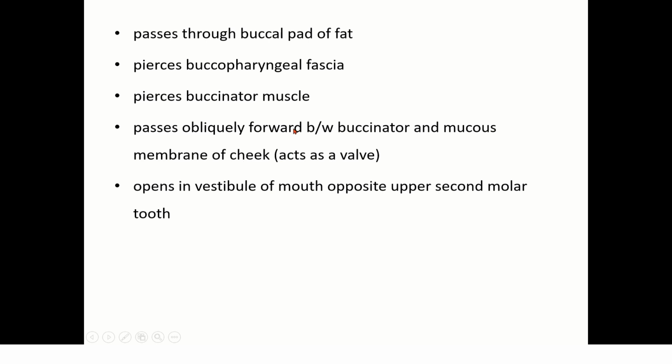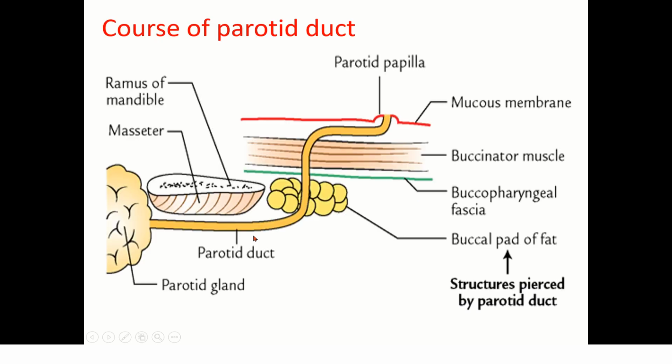This course acts like a valve, which prevents the entry of air into the parotid duct during forceful blowing of air, like blowing a trumpet. It opens in the vestibule of the mouth opposite the upper second molar tooth.